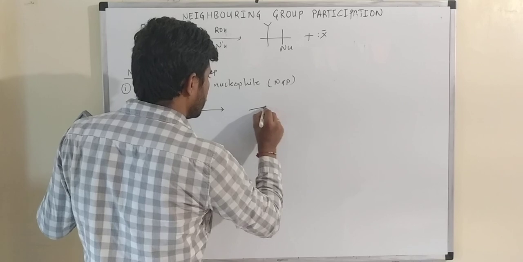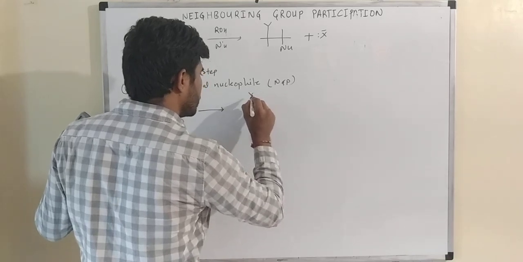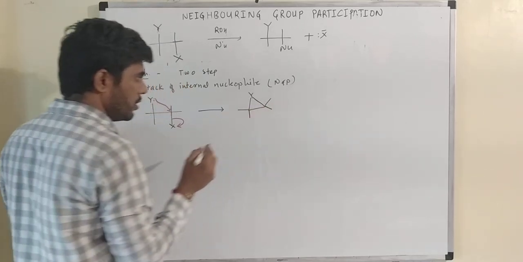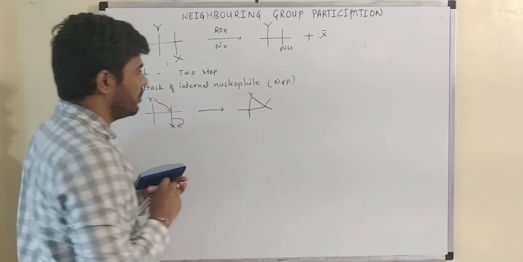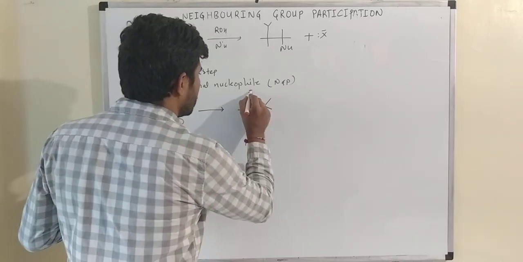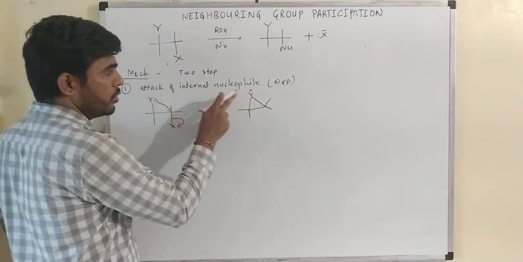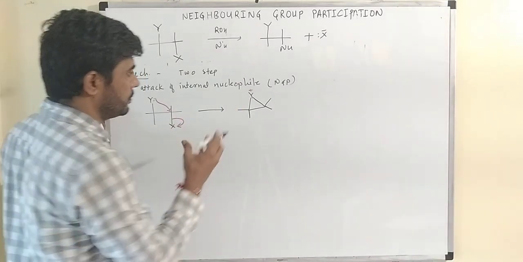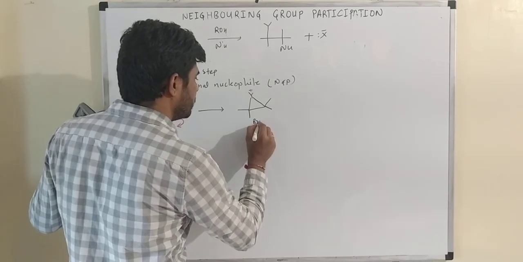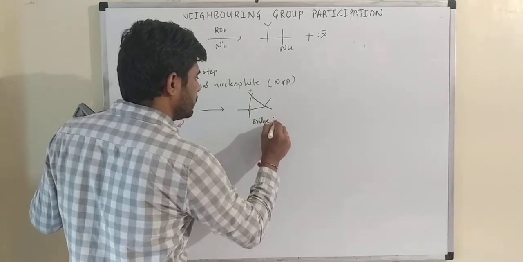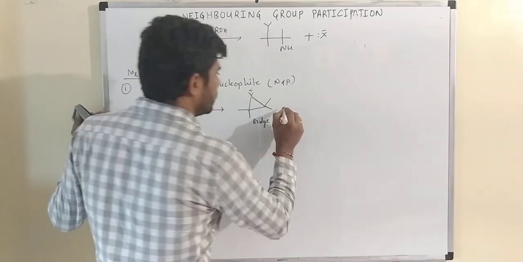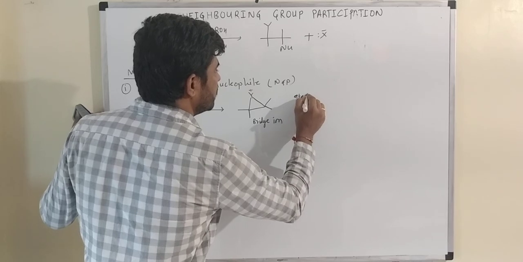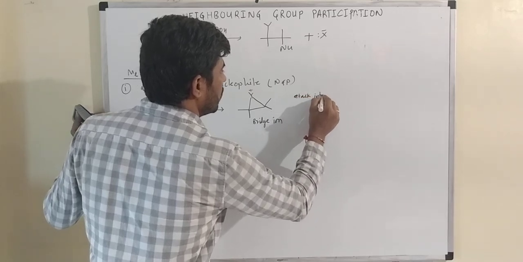So this is going to be formed. Y is here, and both the bonds are here. The charge on Y is positive, as Y is going to donate. Then this is a bridge ion. So up till here, this is the first step, that is the attack of the intramolecular nucleophile.